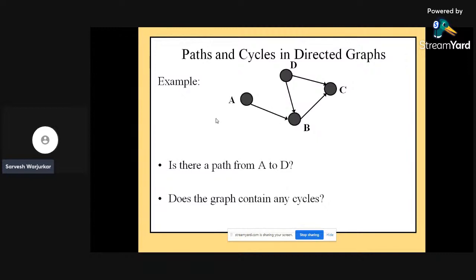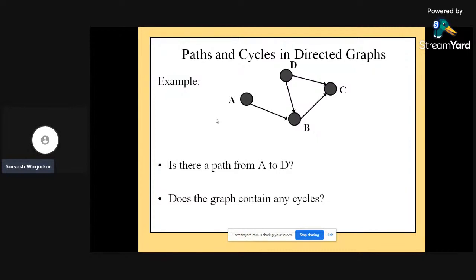I can say that A to B, B to C is a path, or I can reach from A to the node C, but I cannot reach the node D. So the answer is no. Does the graph contain any cycle?